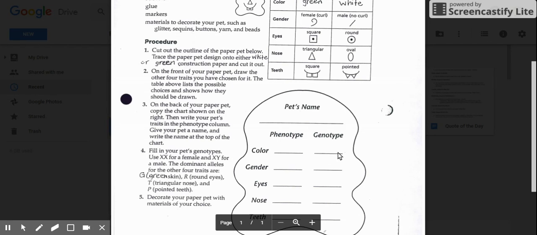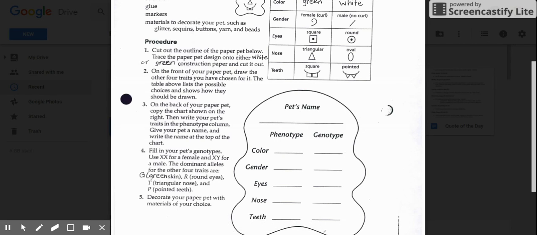The genotypes are going to be the 2 letter combinations. If you look at number 4 over here, it gives you the different genotypes and which one is dominant and which one is recessive. You have to use your background knowledge to determine the genotypes based on the dominant and recessive.